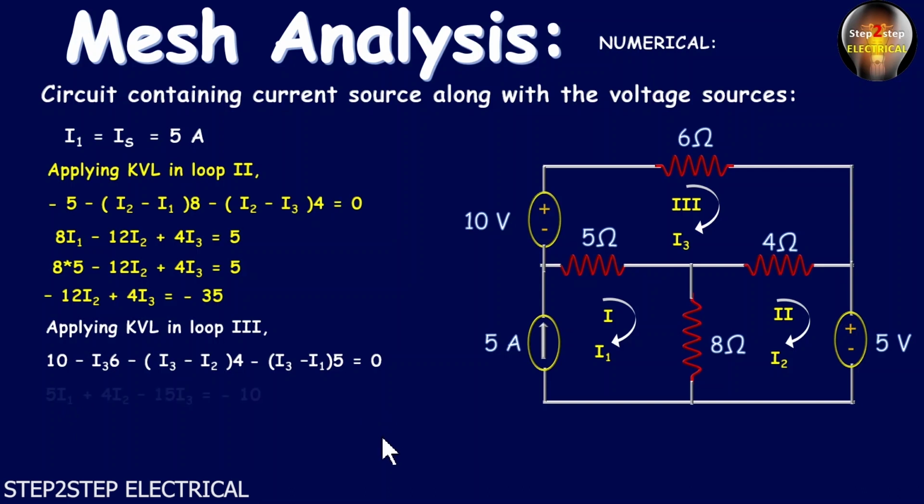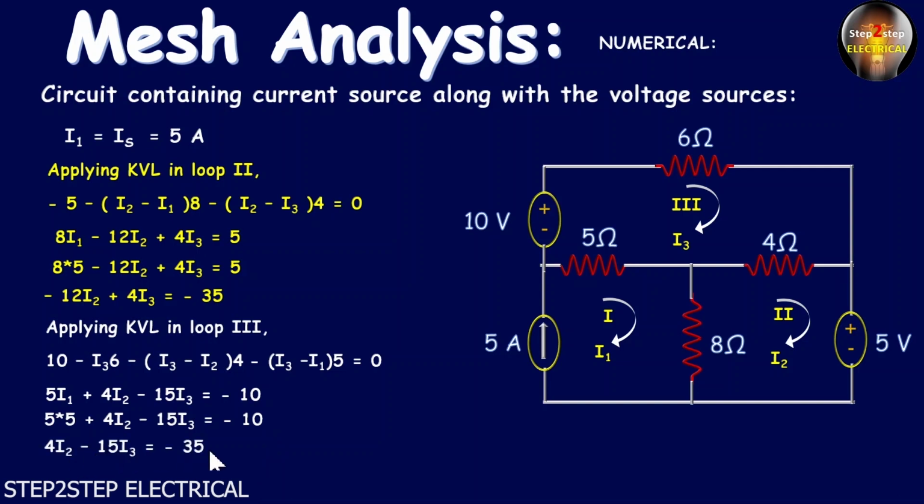Okay, so on simplifying, we can write 5I1 plus 4I2 minus 15I3 is equal to minus 10, and on replacing the value of I1 by Is, that is equal to 5 ampere, we can write 5 into 5 plus 4I2 minus 15I3 is equal to minus 10. So on further simplifying this equation, we can write 4I2 minus 15I3 is equal to minus 35. So we have obtained two equations, and on solving these two equations, we can easily get the values of I2 and I3. So on solving, we will get the value of I2 as 4.05 ampere and I3 equals 3.42 ampere.